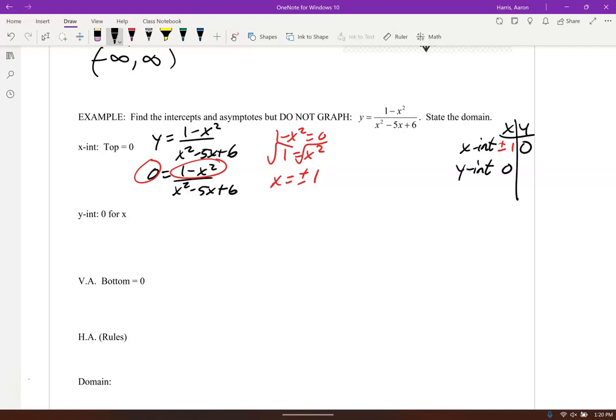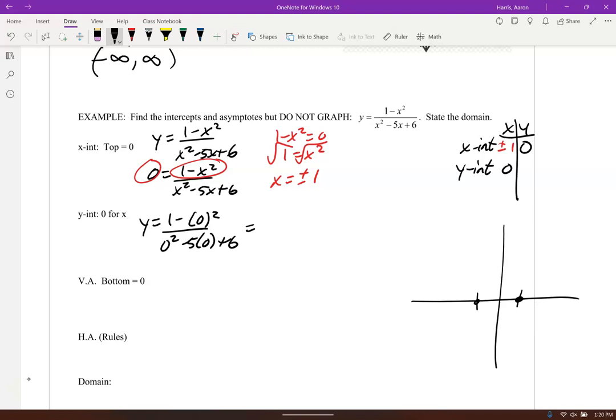Again, I know you're not graphing, but we'll just throw it on there. It's going to hit here and here, plus or minus 1. Now let's find our y-intercept. Let x be 0. So it looks like I got 1 minus 0 over 0 minus 0 plus 6. So I got y equals 1/6. So 0, 1/6. It hits about right there.